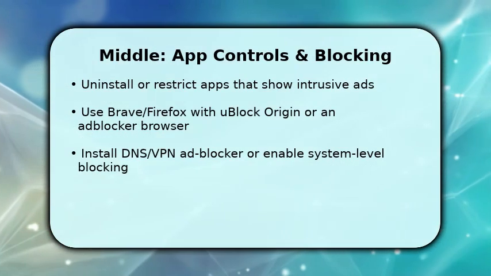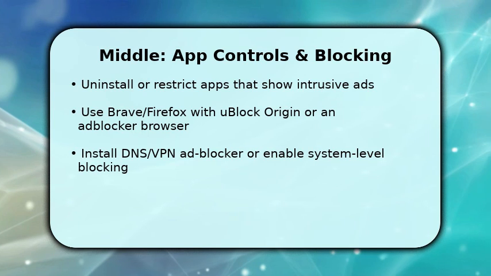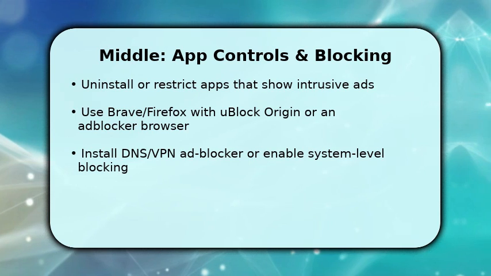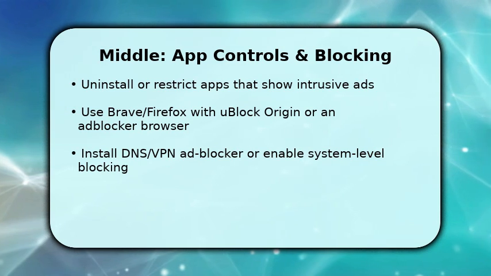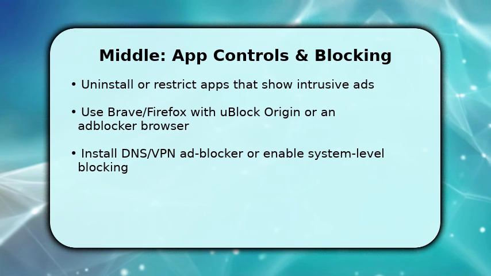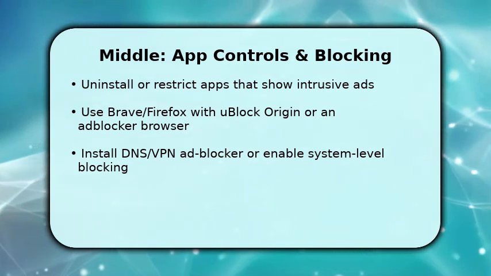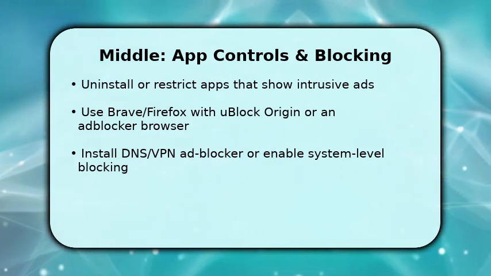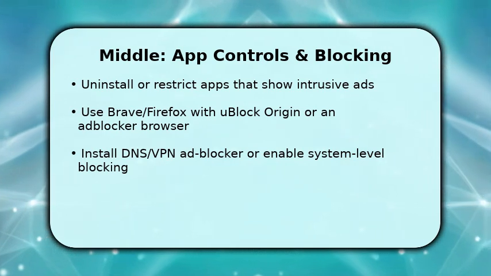You now focus on the apps and network layer that actually serve ads. Start by uninstalling or restricting permissions for apps that display aggressive ads. Revoke overlay and notification rights when possible. Next, switch to a browser with built-in blocking like Brave or add uBlock type extensions to Firefox so web ads stop. Then install a DNS-based ad blocker or an ad-blocking VPN to filter ads across apps. This prevents many ads before they reach your device and reduces data used for ad fetching.